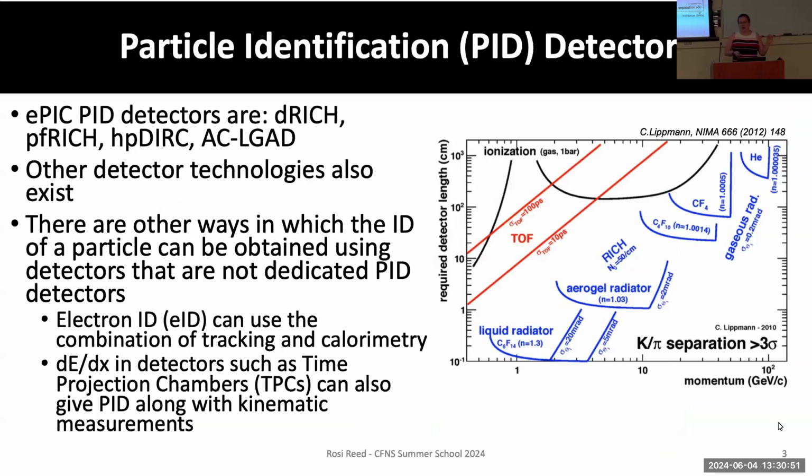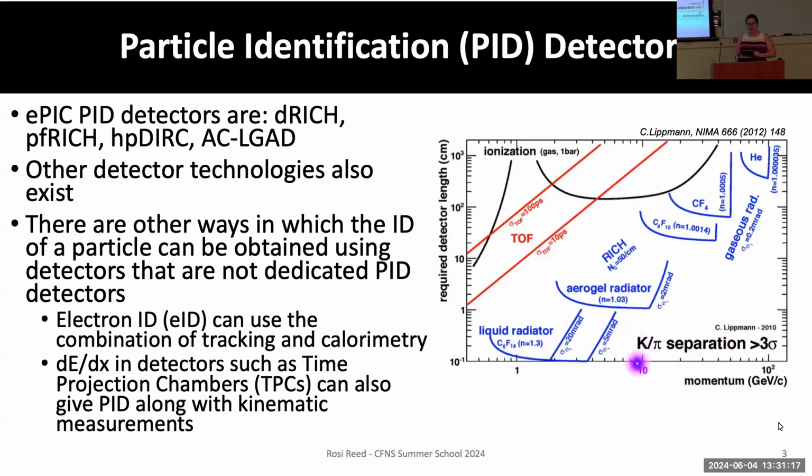One of the things we want to know when we have a collision and some particles fly out, we talked yesterday about how we want to know their kinematics, so their momentum and their position. But we also want to know what type of particles they are, whether they're protons or kaons or pions. There are a lot of considerations that can go into this. And this plot here, I'll come back to a couple times.